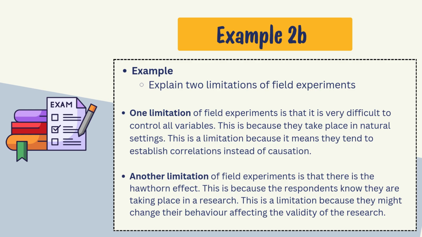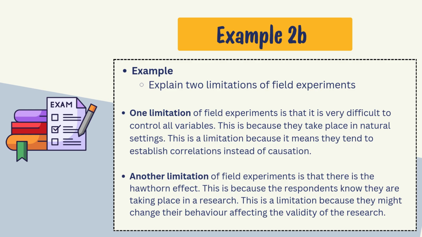And then another limitation of field experiments is that there is a Hawthorne effect. This is because the respondents know that they're taking part in research. This is a limitation because they might change their behavior, affecting the validity of the research. So you can see the 3 lines. I make a point, and then I explain, and then I analyze. I haven't put it in bold, but the signposting here would be: one limitation, this is because, this is a limitation because.